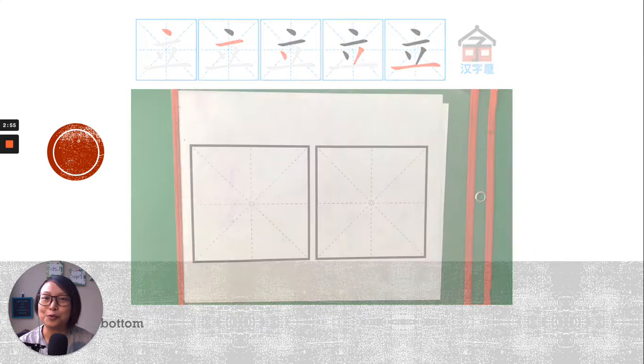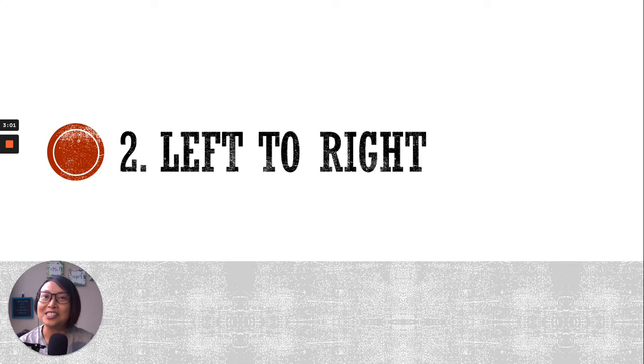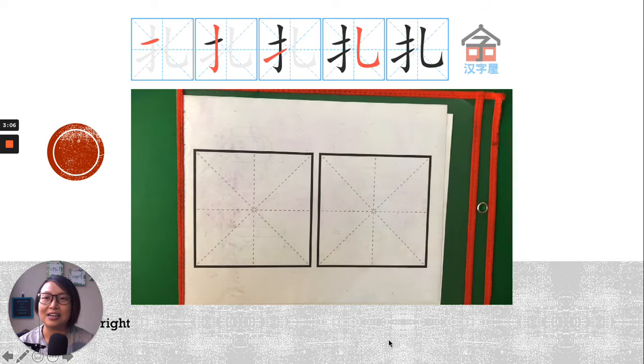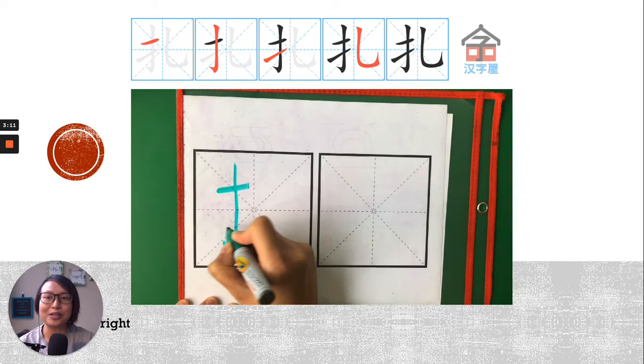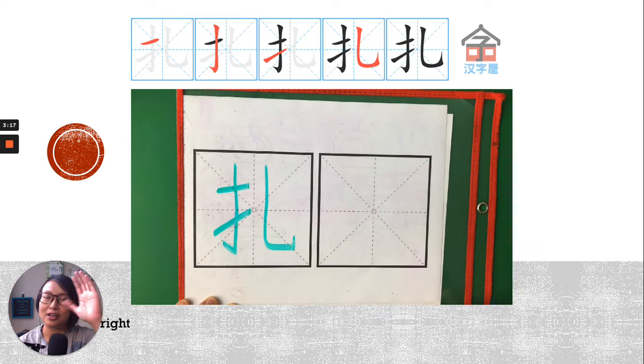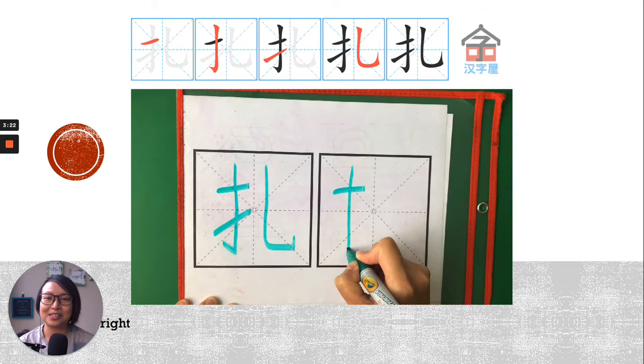Second rule, left to right. This is a word called zat. Of course, we also follow the rule from top to bottom. So after we finish the left side of the word, we continue with the right side. So go top to bottom, left to right.